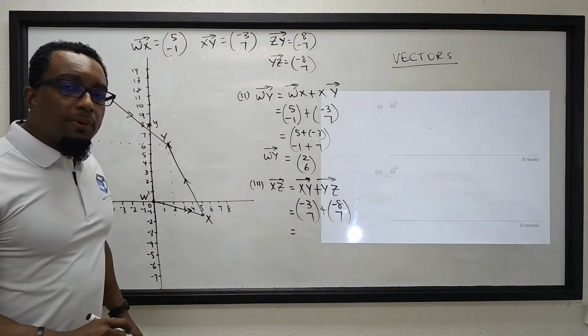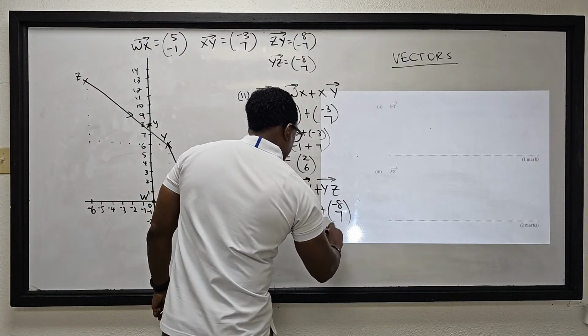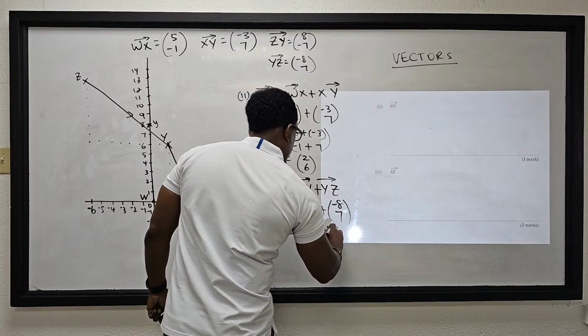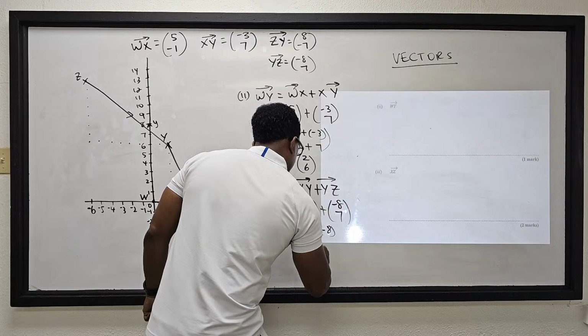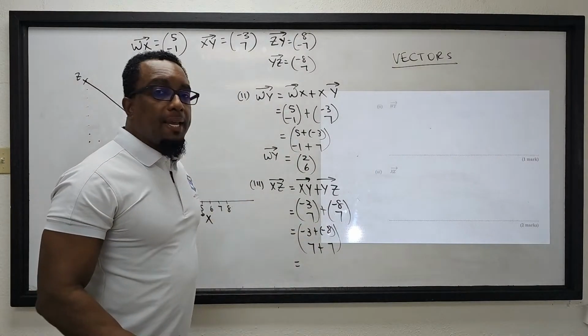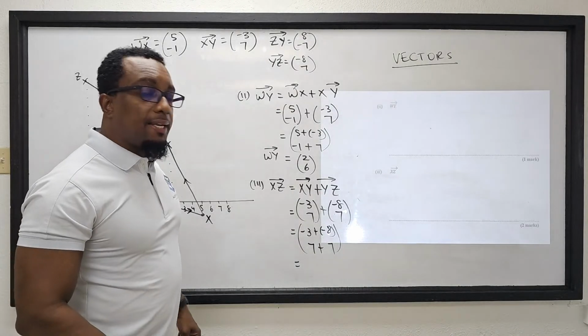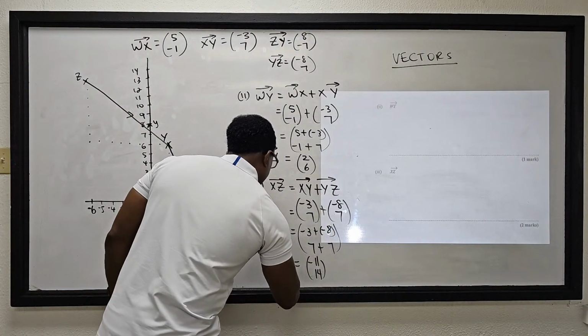When we work that out, we're going to get what? Negative 3 plus negative 8 in brackets, and we're going to get 7 plus 7. A plus by minus is a minus. Negative 3 subtract 8 is negative 11. 14 will be XZ.